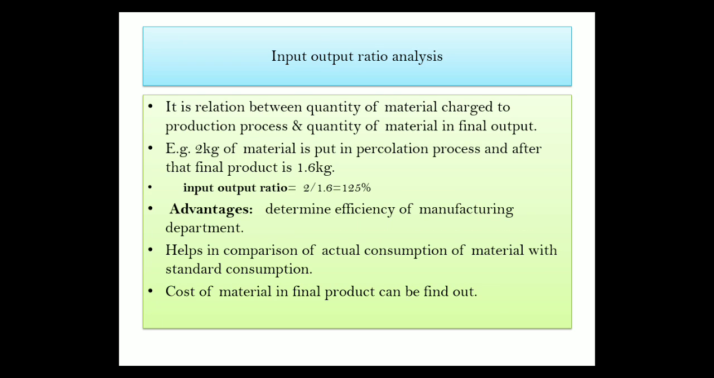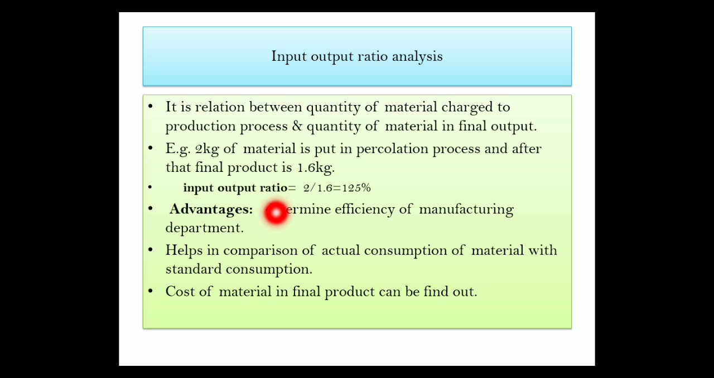The next technique is input output ratio analysis, that is the IO ratio. The input output ratio means the relation between the quantity of material charged to the production process and the quantity of material in the final output. For example, 2 kg of material is put in the percolation process, and the final product is 1.6 kg, that is, the output is 1.6 kg.